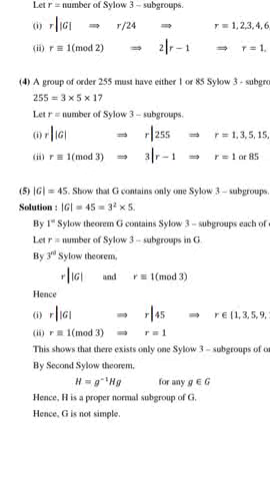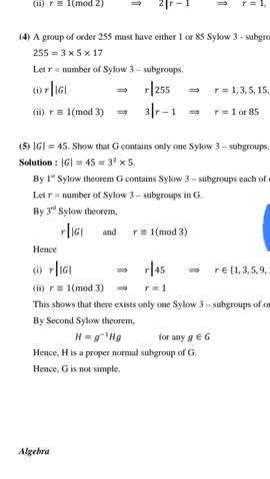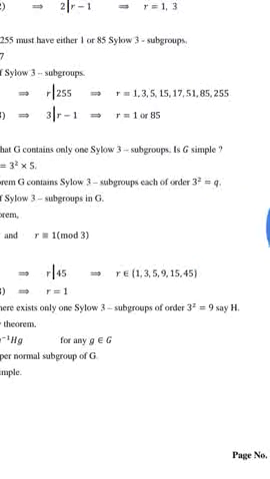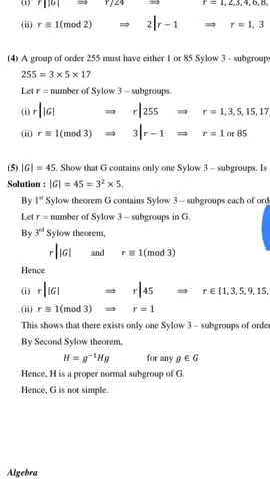Next example, if the order of G is equal to 45, then prove that G contains only one Sylow 3 subgroup. Solution. The order of G is equal to 45, which is equal to 3 square multiplied by 5. By the first Sylow theorem, G contains Sylow 3 subgroups, each of order 3 square is equal to 9.